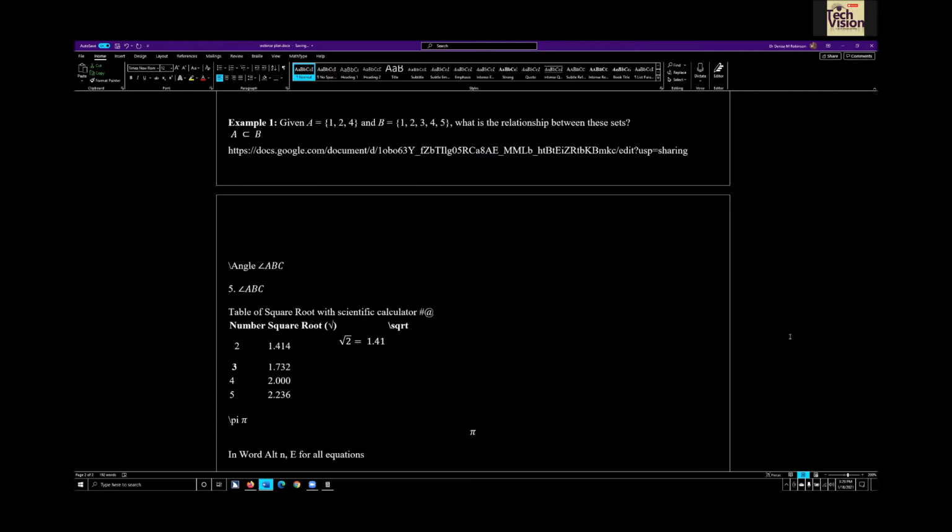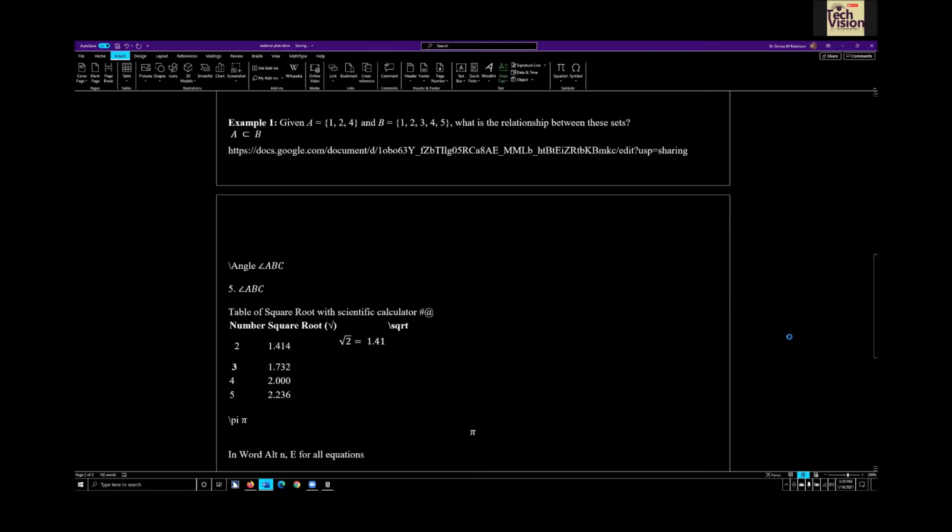You can actually get these equations really fast. So let's do alt N. Alt N, upper ribbon, E.